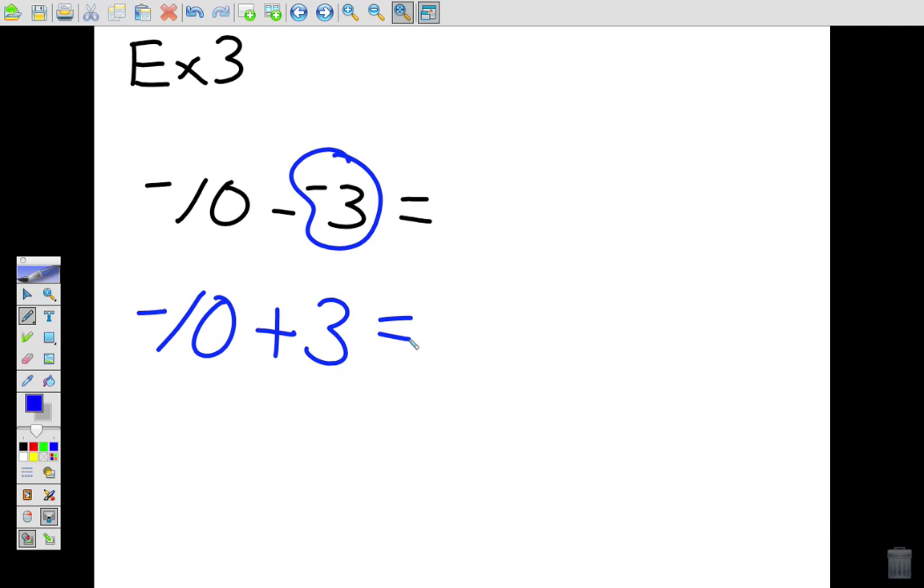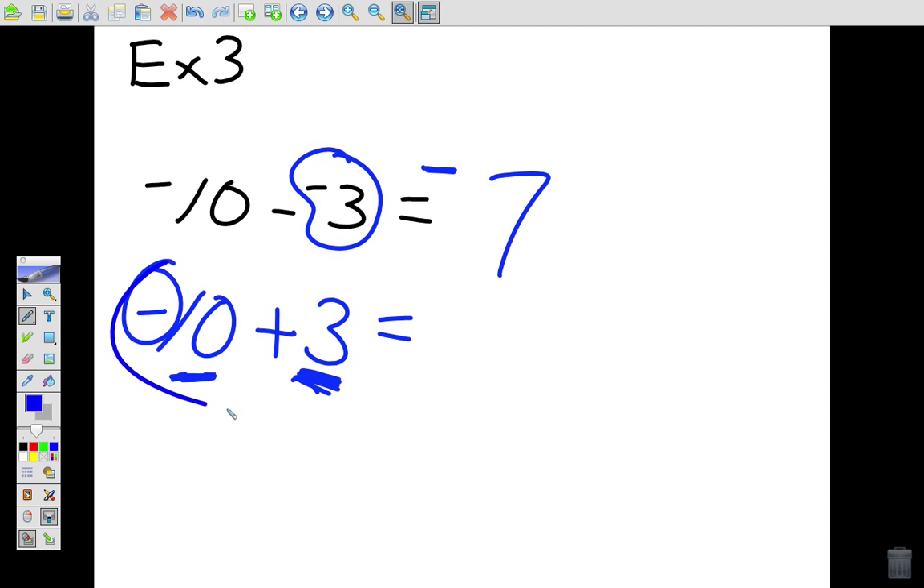Now I'm adding a positive and a negative, or a negative and a positive. So how do you add two integers where one's negative and one's positive? You take the difference between the two numbers and ignore the signs in front of them. So the difference between 10 and 3 is 7. Now, what's larger, 10 or 3? 10 is. And so our answer is going to carry the sign of the larger number. So our answer is a -7.